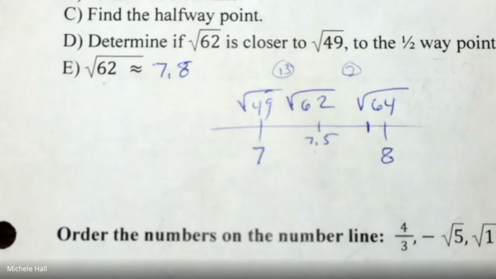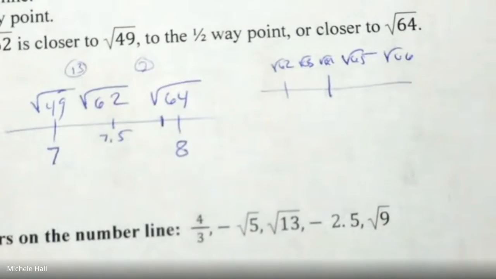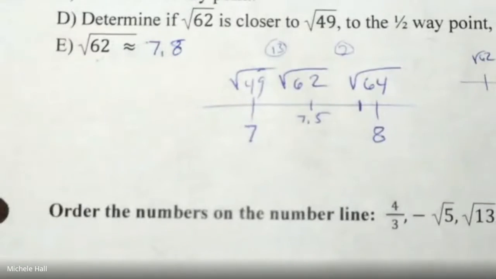But think about, I'm not sure if you were here when I did that, the square roots all go right in a row. It would be the square root of 62, 63, 64, which is a perfect square, 65. So they all go right in order for square roots. All right, let's look at the number line, and we're going to order some numbers.